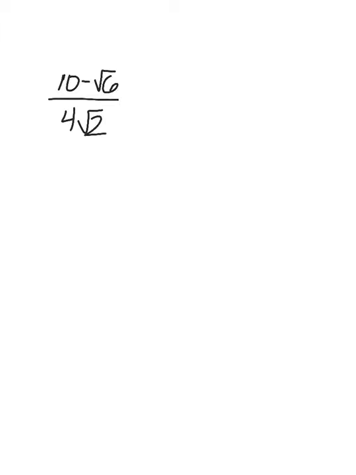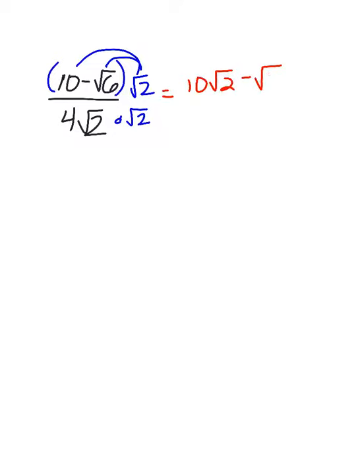So I have a monomial in the denominator, so I just have to multiply by the square root of 2. So in the numerator, since I do have a binomial, I have to make sure I distribute the square root of 2. So it's 10 the square root of 2 minus the square root of 12 over, so I have 4, so remember this is all times in here, 4 times the square root of 2 times the square root of 2 is the square root of 4, which is 2. So it's 4 times 2.